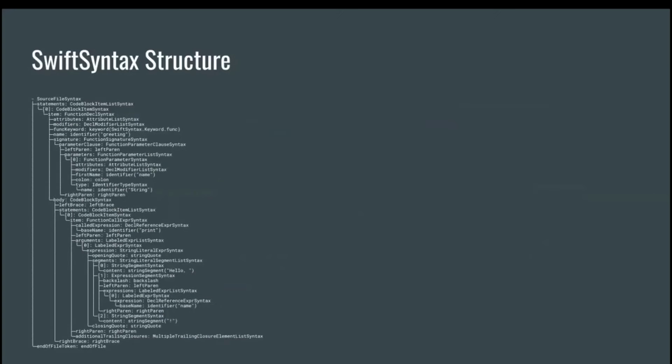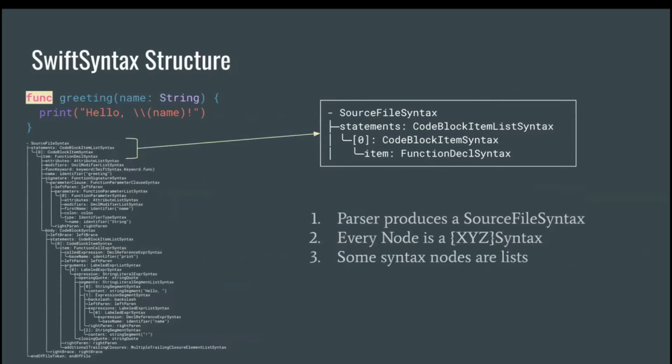So here's what the structure looks like for that two-line file. And I'm going to pull out pieces to make it a little easier to read. So the start here, for just the func keyword, we have the source file syntax root, then a list of statements, which are code block item lists. And that's basically all the top level statements in your file. So those could be imports, classes, structs, etc., functions. And in this case, we have a top level function, so that'll be one code block, and the next function will be a different code block. And so the first item is a code block item, and its item is a function declaration. So pretty simple, or not simple, but straightforward at least.